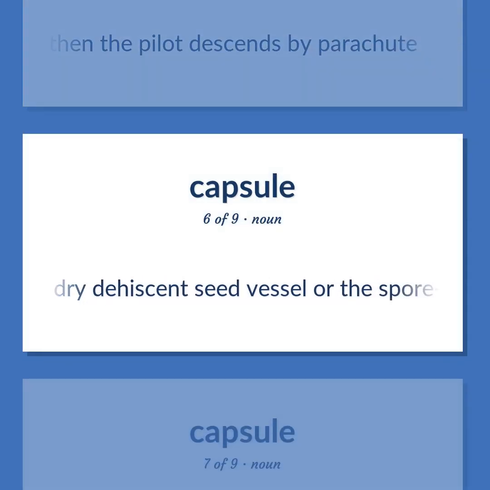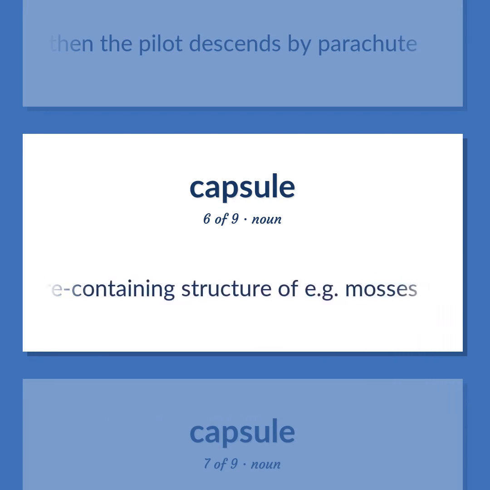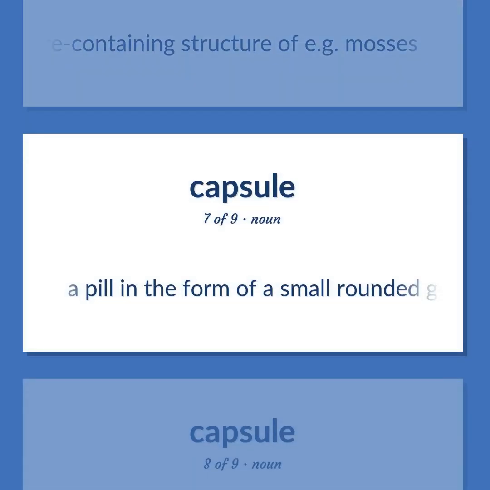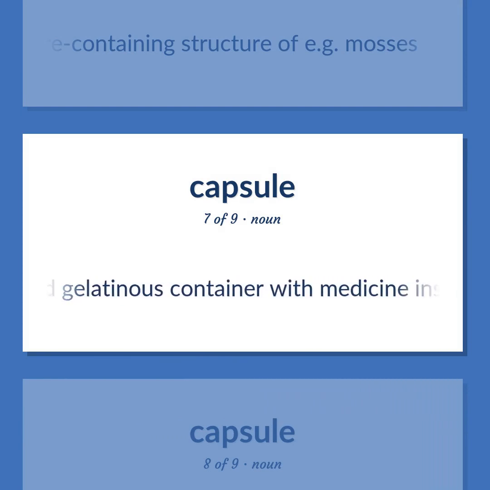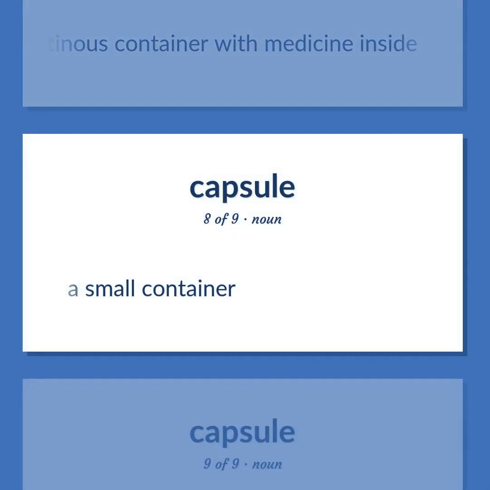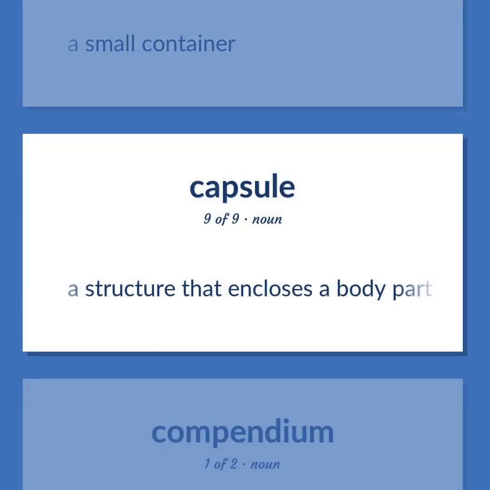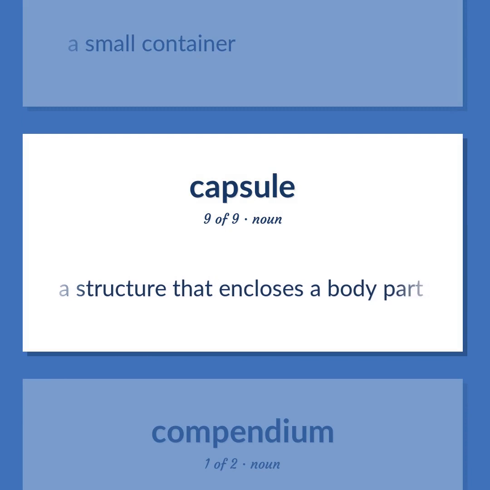A dry dehiscent seed vessel or the spore containing structure of e.g. mosses. A pill in the form of a small rounded gelatinous container with medicine inside. A small container. A structure that encloses a body part.